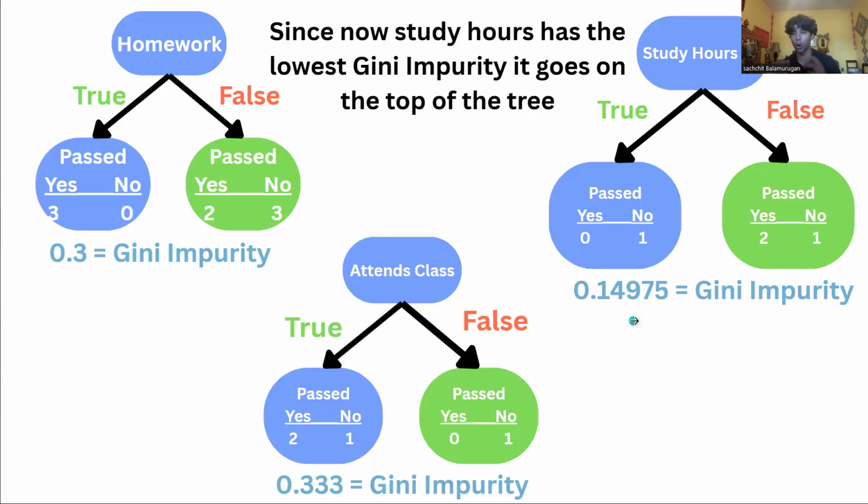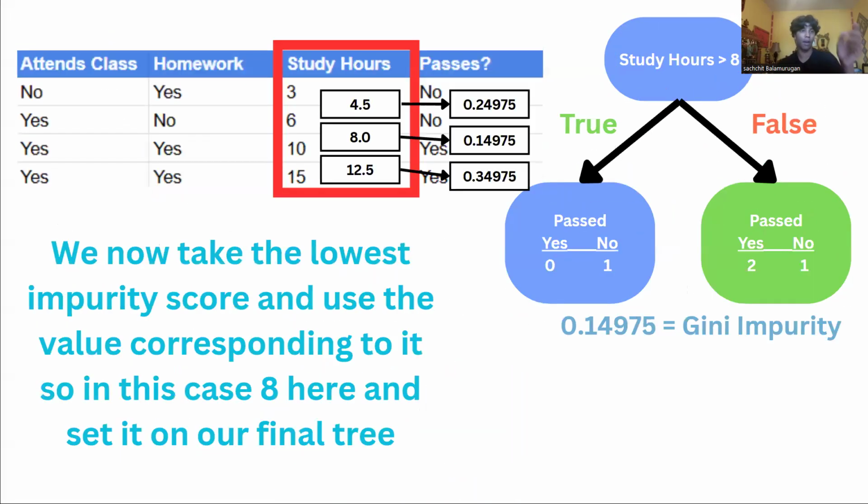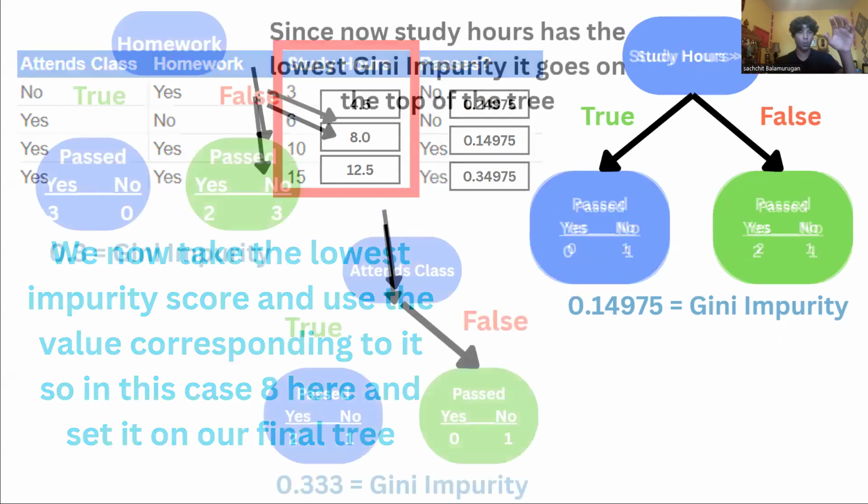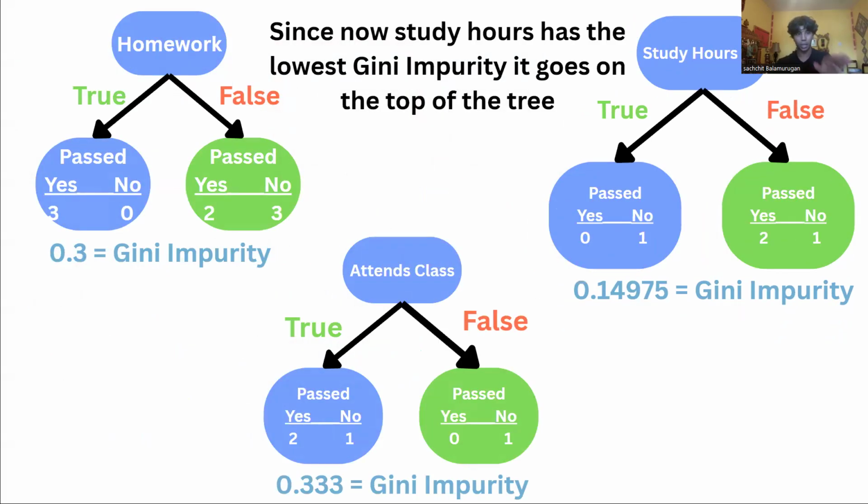Okay, so then we set that as our question. Now we compare it for all our column values, right? We have a 10th class, homework, study hours. We compare all the Gini impurities here, and then we're creating our branch. We start with the lowest and then work our way down. Make sense?